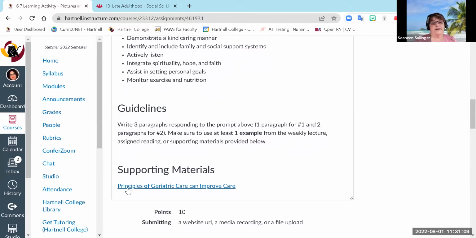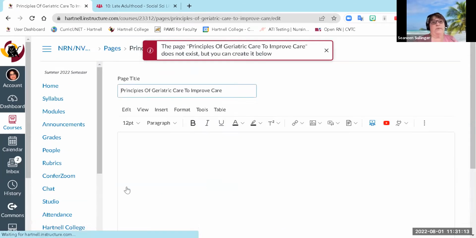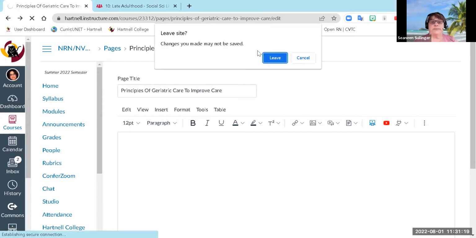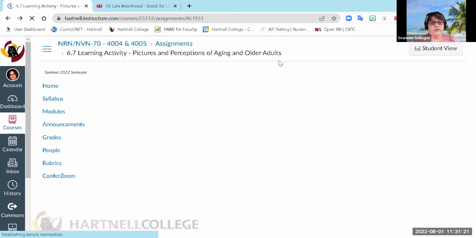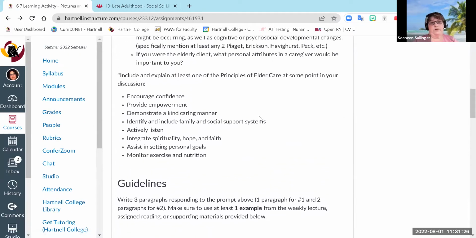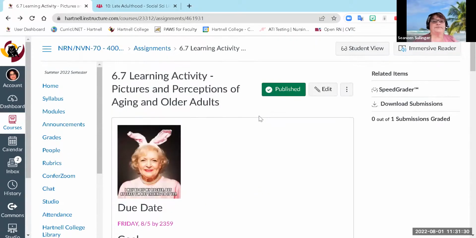This is the principles of geriatric care, can it help improve care, which looks like that didn't carry over. So I will make sure that carries over. I don't know why those don't work. It's very embarrassing, and I apologize. I will make sure that works. But the principles are listed in that article, and that's supplemental material.